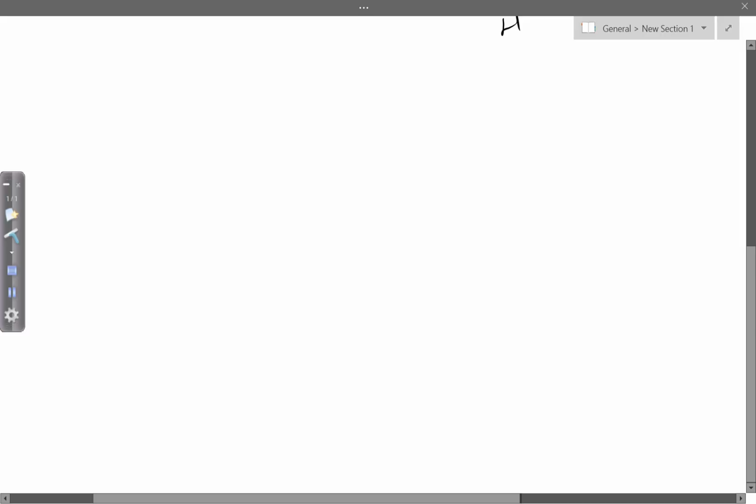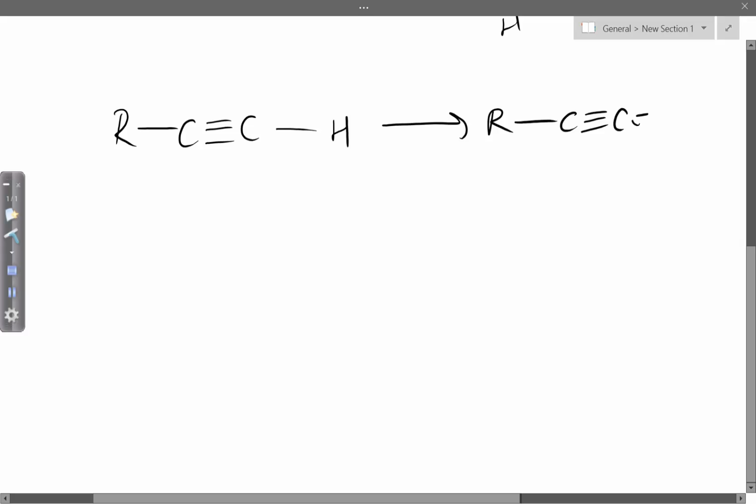It means it dissociates in water more easily, releasing H plus ions. But for this sp1, wouldn't it be stronger? I'm not talking about the CC, but the CH. Yes, not the CC. So you have this alkyne. After it loses H plus, it becomes R, C, C minus plus the H plus.